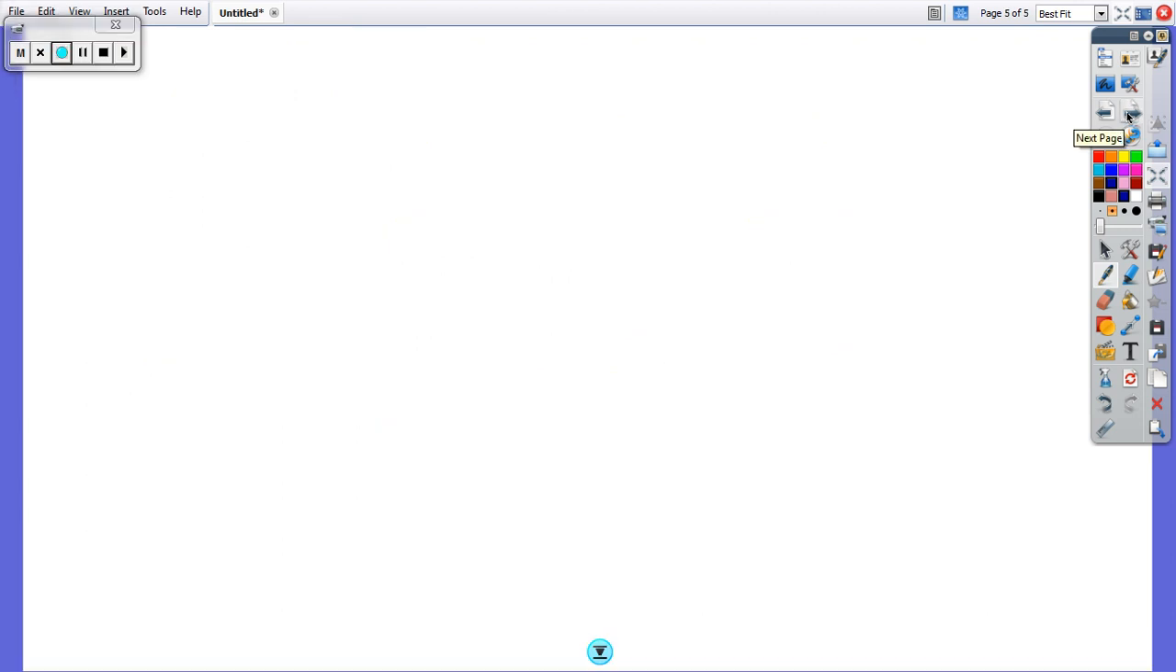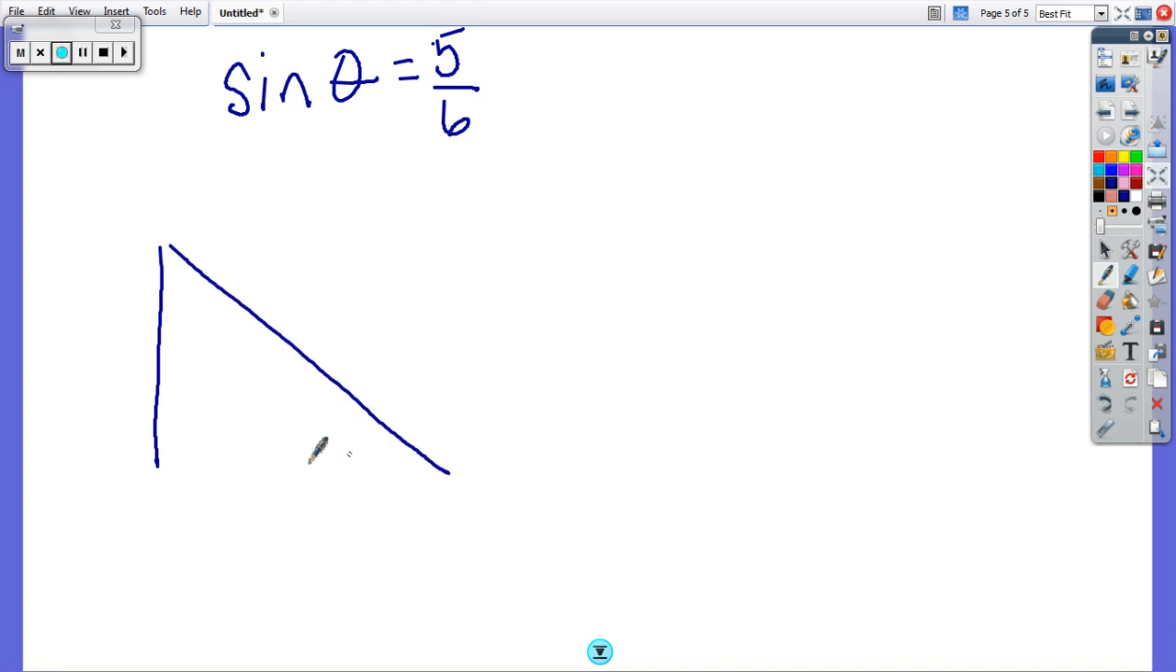In this next example, we're going to use one trig function to find all of them. So the only information that I will give you is that the sine of theta is equal to 5/6. So what does that mean? Well, first, I need to draw my triangle. And I know that if I call this one theta, sine is opposite over hypotenuse. Right away, I know my hypotenuse is 6, so if this is my right angle, I know this has to be 6. My opposite has to be 5.